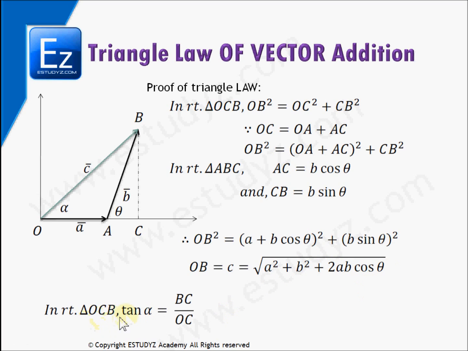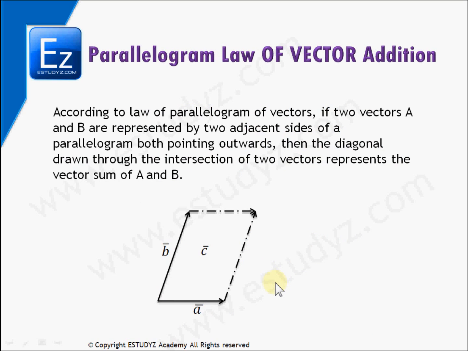In right angle triangle OCB, tan of alpha is BC upon OC. So alpha is tan inverse of B sin theta divided by A plus B cos theta. This was the proof of triangle law of vector addition. Parallelogram law of vector addition states that if two vectors A and B represent two adjacent sides of a parallelogram, both pointing outwards, then the diagonal drawn through the intersection of the two vectors represents the vector sum of A and B. This is the C vector, which is the vector sum of A and B vectors.